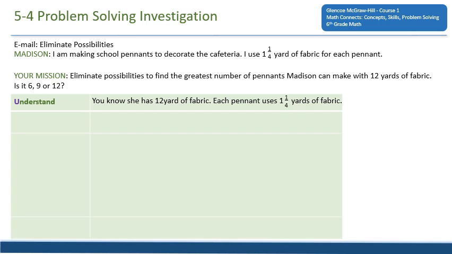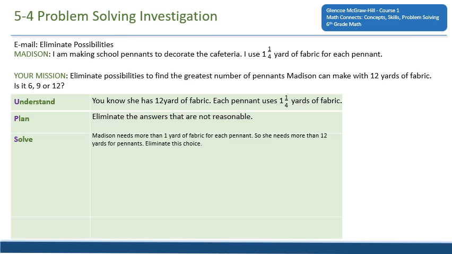So understand the problem. You know she has 12 yards of fabric. Each pennant uses 1 1/4 yards of fabric. Plan: eliminate the answers that are not reasonable. Solve: Madison needs more than 1 yard of fabric for each pennant, so she needs more than 12 yards for 12 pennants. Eliminate this choice. Now check the choice of 9 pennants.